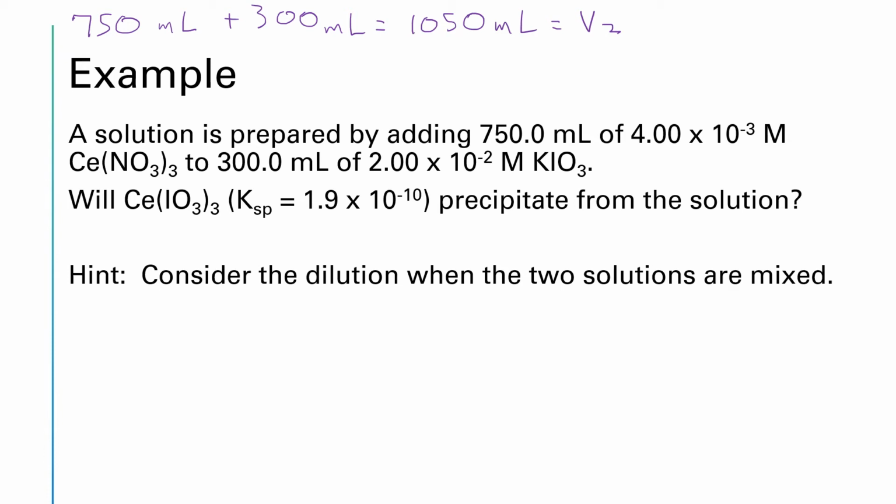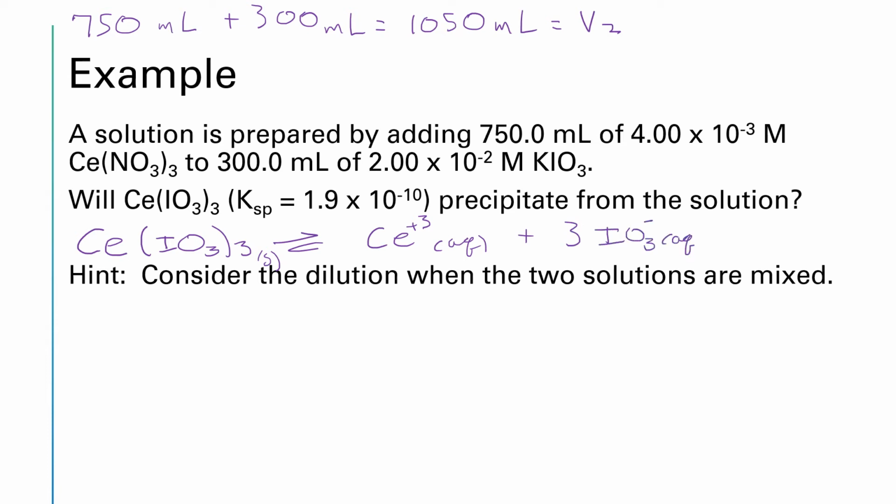Oops, I don't think I ever stopped and actually read this whole problem to y'all. So a solution is prepared by adding 750 mils of 4 times 10 to the minus 3 molar cerium nitrate to 300 mils of 2 times 10 to the minus 2 molar potassium iodate. Then we're trying to see if cerium iodate will precipitate out. So cerium is coming from the cerium nitrate and iodate is coming from the potassium iodate. And so cerium iodate is the insoluble salt, and so its KSP reaction produces cerium ions plus 3 iodate ions.